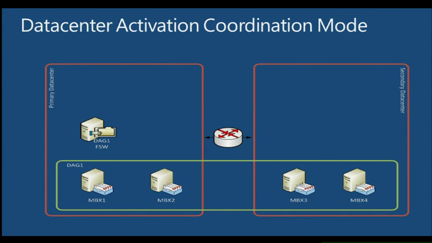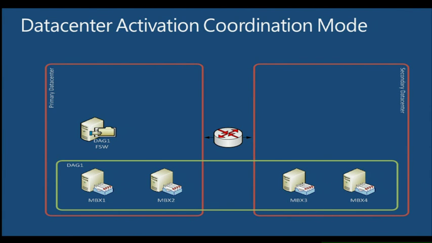I have my DAG. It's extended between two data centers. It's a 4-member DAG with 2 members in the primary, 2 members in the secondary. As with all DAGs that have an even number of members, I also have a witness server. I've placed, per best practices, my witness server in my primary data center so that my primary data center has the majority of votes, so that if the WAN goes down, my alternate data center, my standby data center, loses quorum and goes down, but my primary data center stands up.